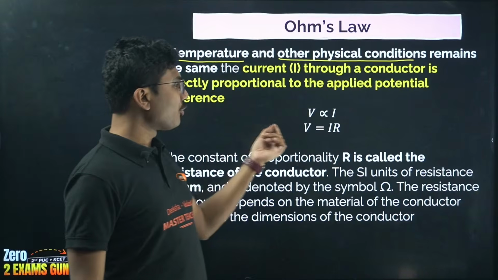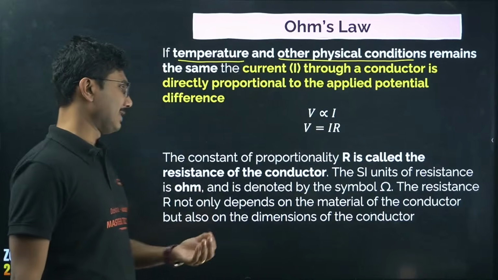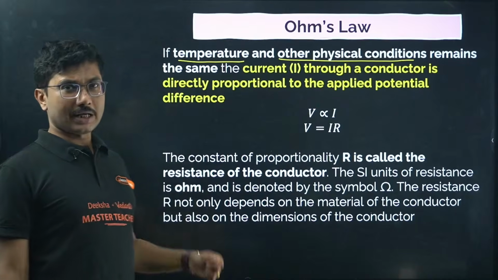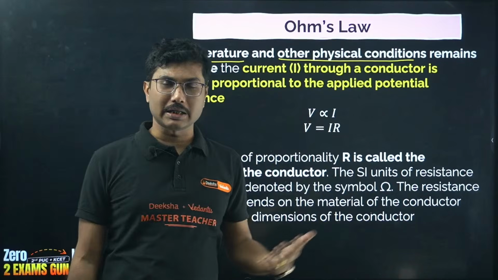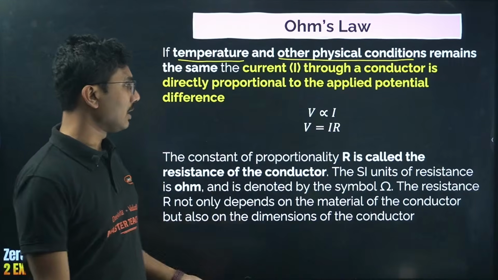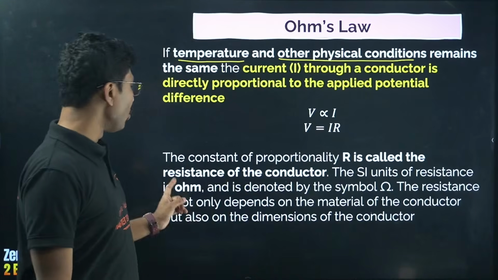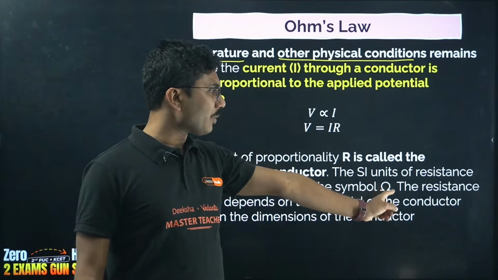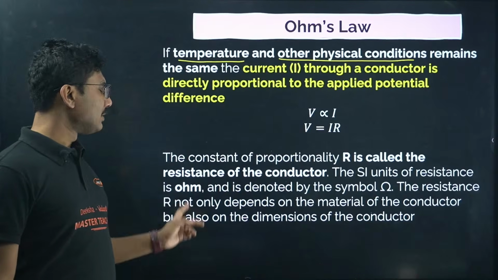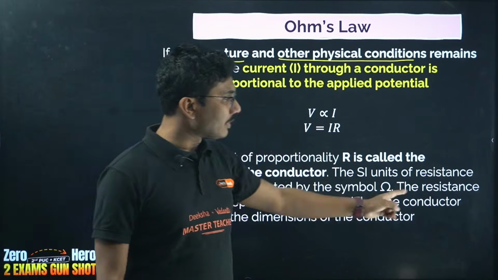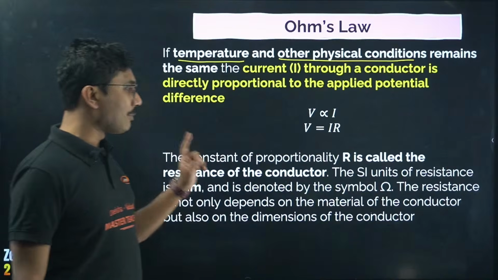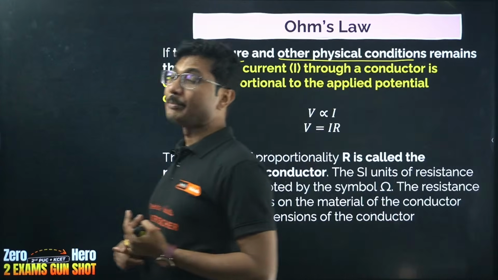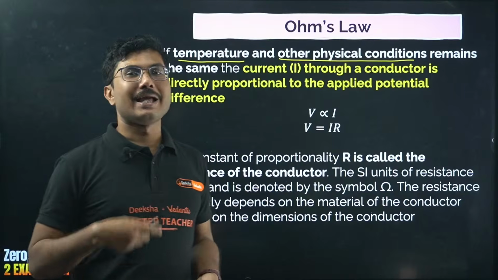The constant of proportionality, capital R, is called the resistance of the conductor. As the name suggests, it depends on the conductor. It varies from conductor to conductor. The SI unit of resistance is ohm, and it is denoted by the symbol capital omega. The resistance R is not only dependent on the material of the conductor, it also depends on the dimensions of the conductor. Dimension means size, length, area, etc.